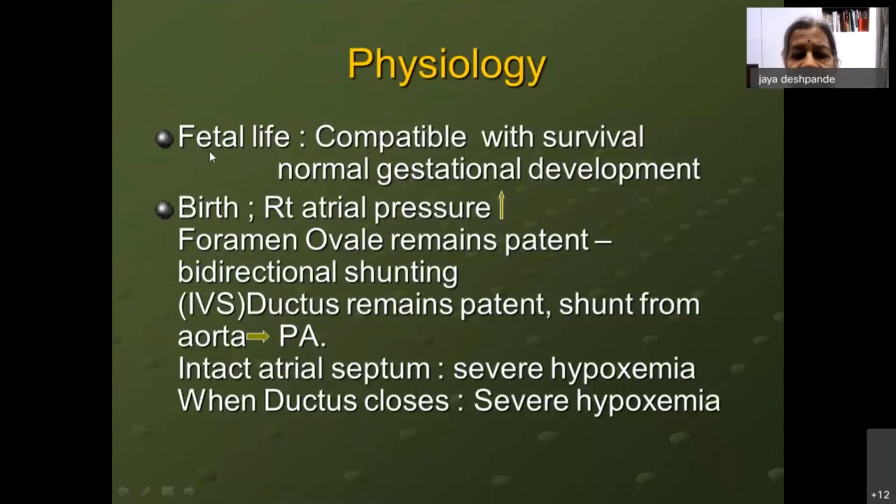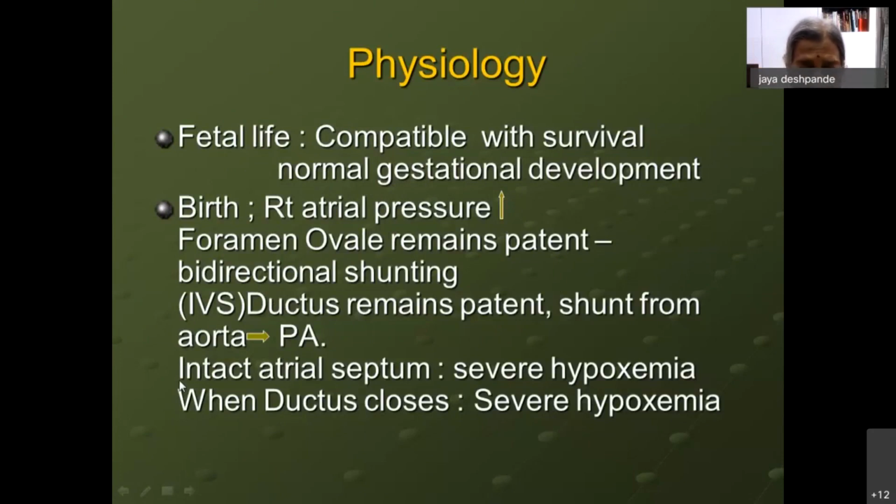In fetal life, this physiology is compatible with survival. The fetus generally has a normal gestational development. At birth, the right atrial pressure is high. The foramen ovale remains patent, so you may have bidirectional shunting. The ductus also remains patent, therefore you have shunt from the aorta to the pulmonary artery.